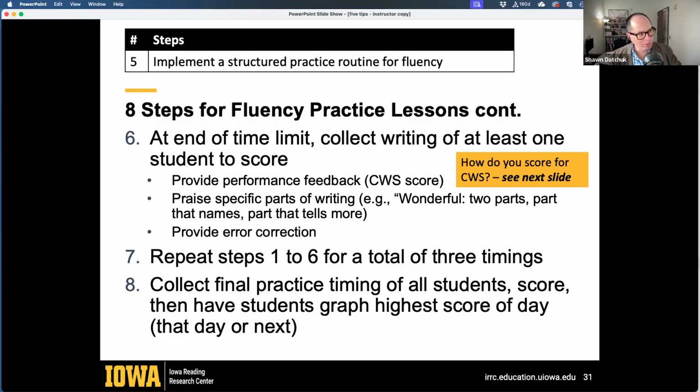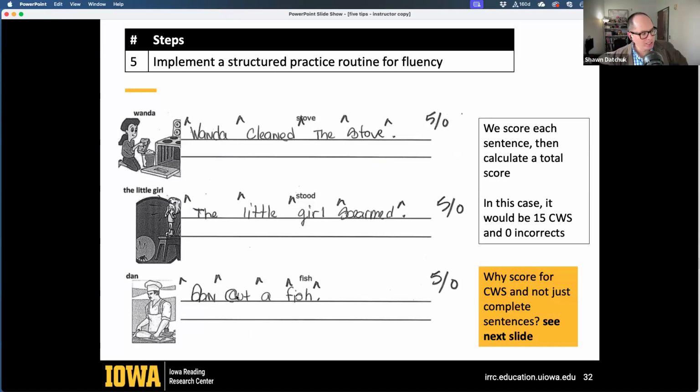Let's say you're in a whole or small group. And then you can actually score it in front of the students. Now, this is where it's going to be important for you to take a writing product of a student that you've kind of walked through and seen that they've written some things down, that you can highlight some positive things. And you're actually going to score it for a modified version of correct writing sequences. So, for instance, Dan cut a fish, the little girl screamed, Wanda cleaned the stove. If it starts with a capital letter, if it follows rules of grammar and syntax, they get points. So they basically get points for each sequence that follows these different rules.